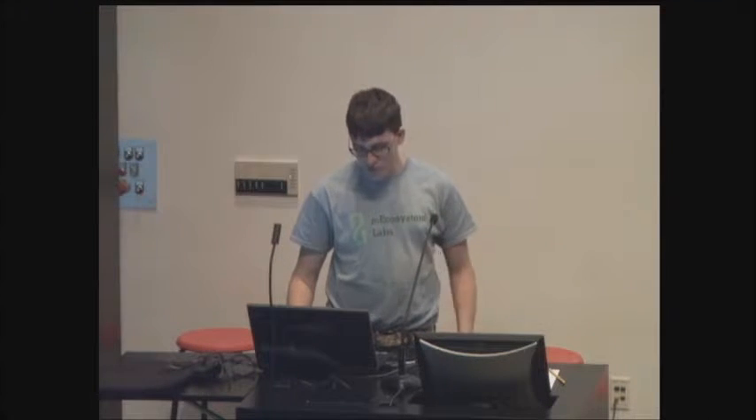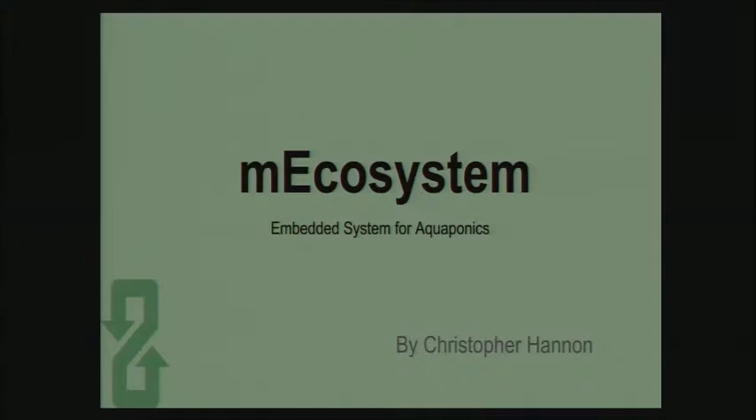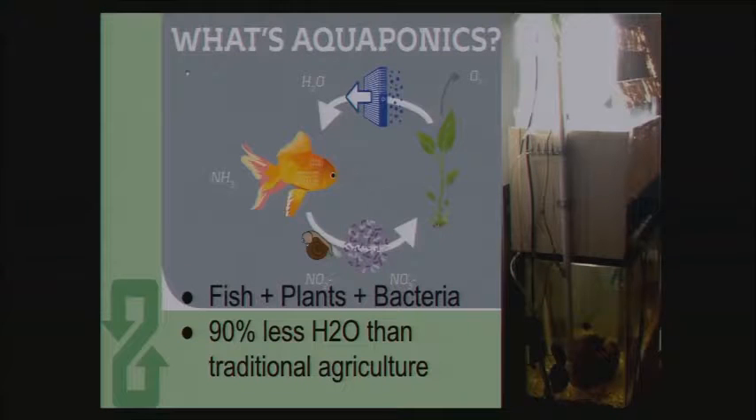All right, I'm excited to talk about Mecosystem, which is an embedded system for aquaponics. So what is aquaponics? You can see over here this large prototype. Aquaponics is a combination of fish and plants in a symbiotic ecosystem. We also have bacteria that play the role of actually getting the food for the plants. And this process uses 90% less water than traditional agriculture, making it sustainable for the future.